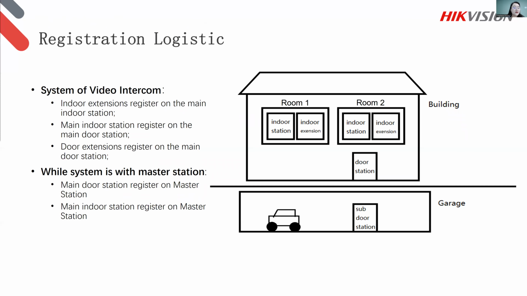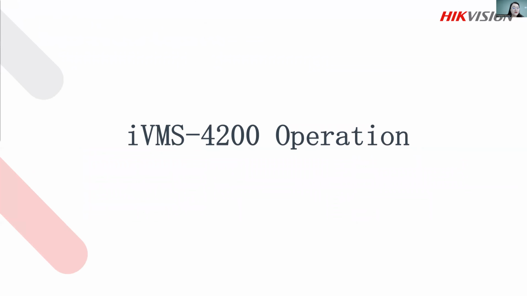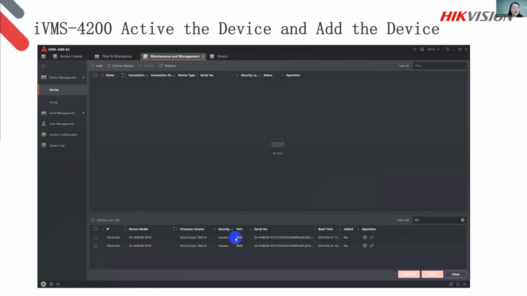But when our system is with our master station, then our main door station, we can register to the master station, and the indoor station, we can also register on the master station. Okay. So this is actually our video intercom product introduction and the local setup. So now let's move to the IVMS-4200 operations. For the IVMS-4200, we need to activate the device and add the device to the IVMS-4200 first.